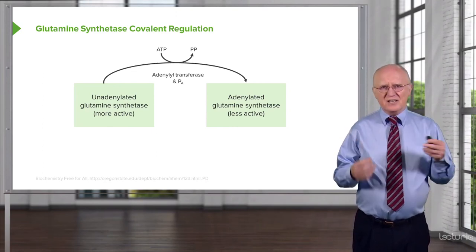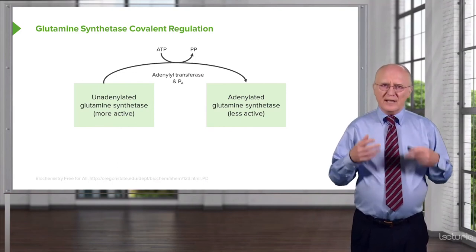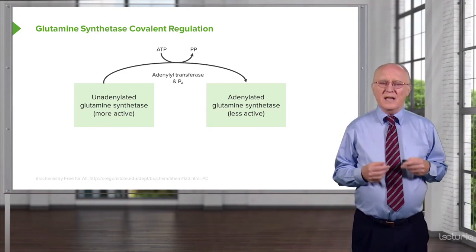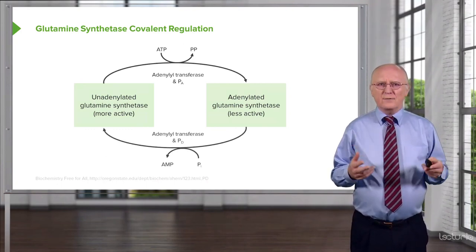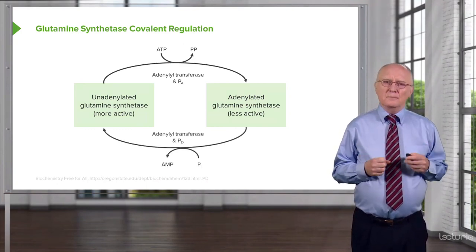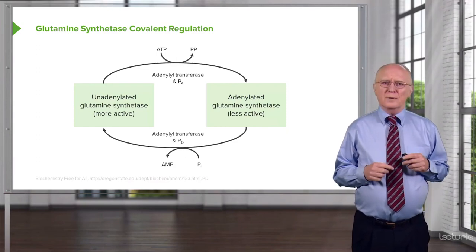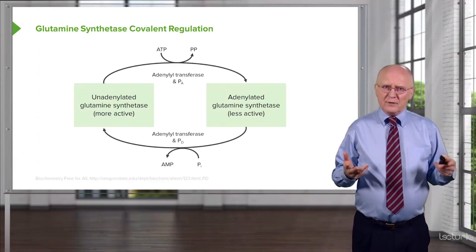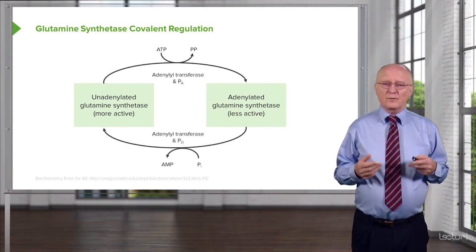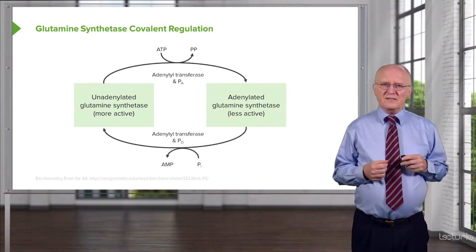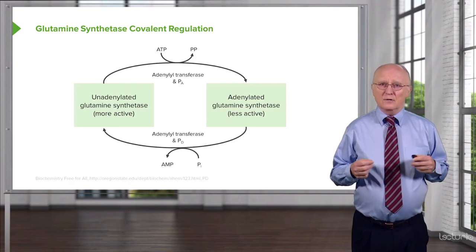So we see this addition of this adenylyl group actually helps to control the enzyme in a different way besides allosterically. The adenylyl transferase can, in fact, remove the adenyl group, as I've described here, using a different protein called P sub D. And this reaction is a phosphorolysis, which actually uses a phosphate to remove the adenyl group from adenylyl glutamine synthetase.